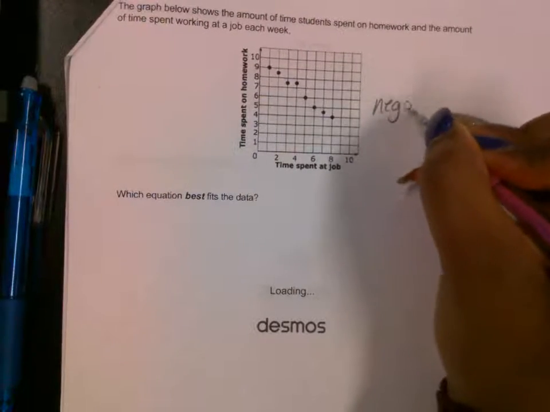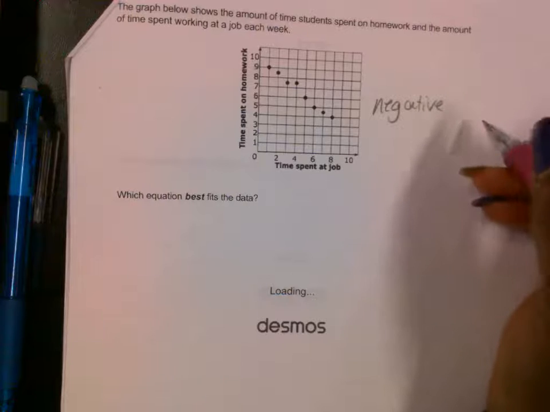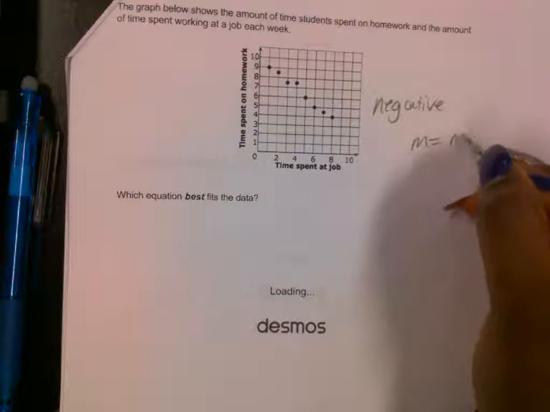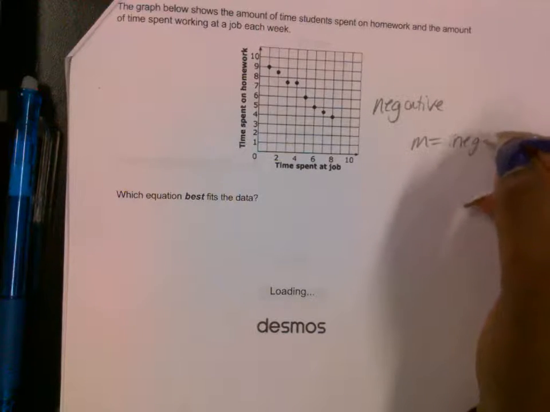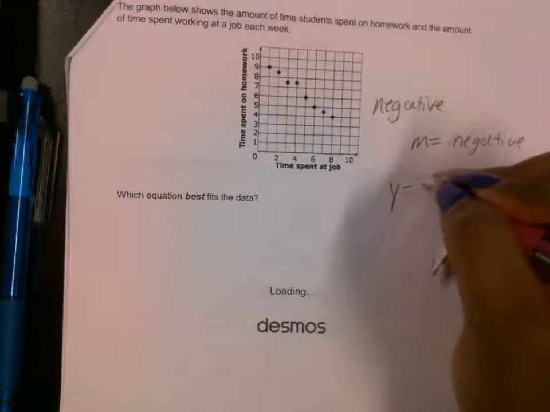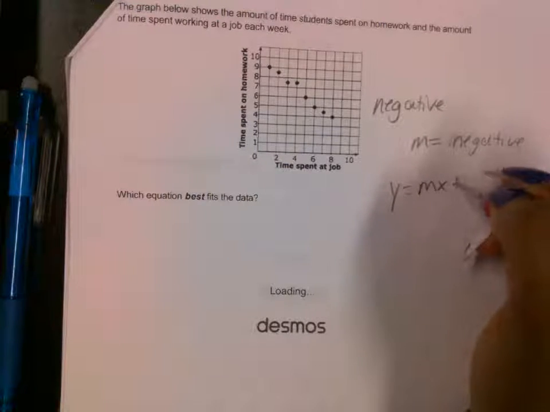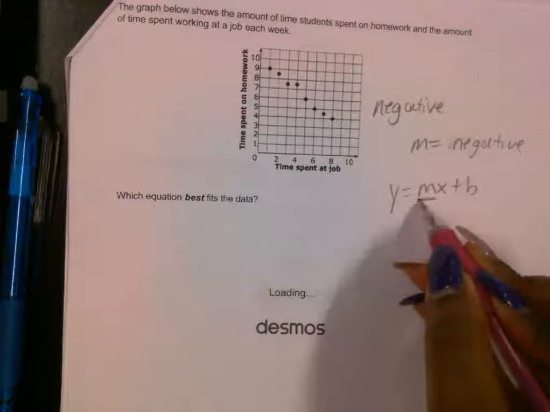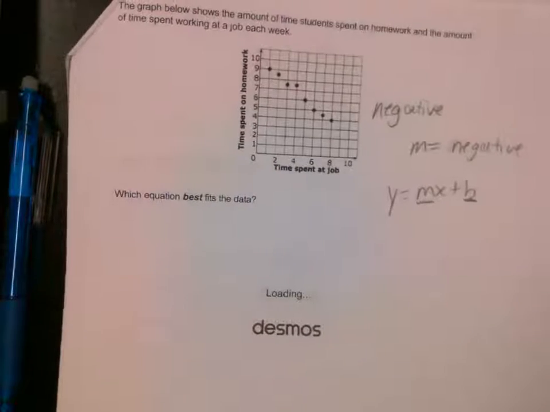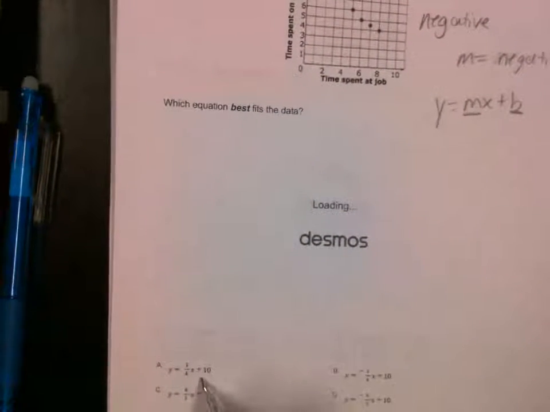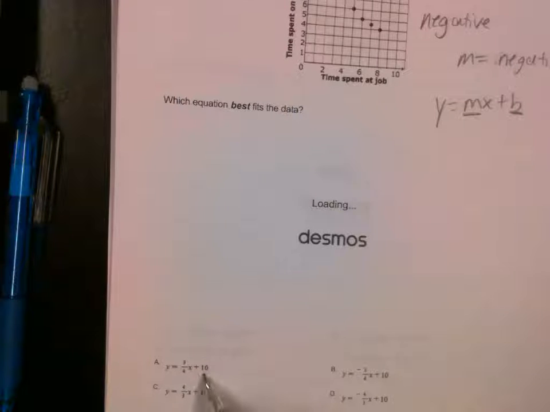This is a negative correlation, so your slope, your M, is also going to be negative. The number attached to the X is going to be a negative. So let's look at our starting amount. If our line is up here, our starting amount will be somewhere in here if we're drawing a perfect straight line. They got the starting amount of 10. So we know it has to be 10.